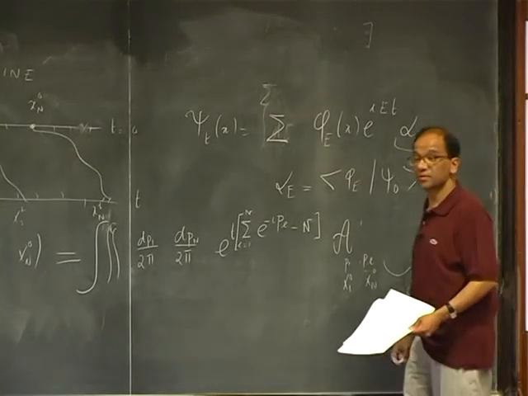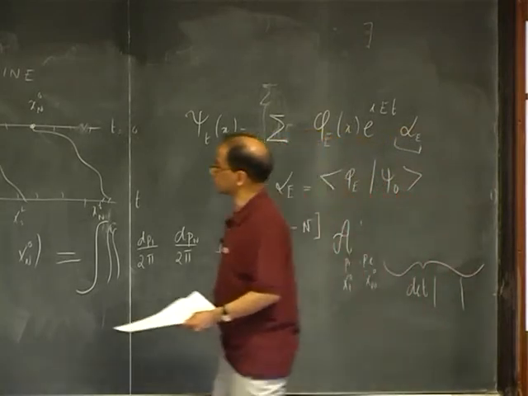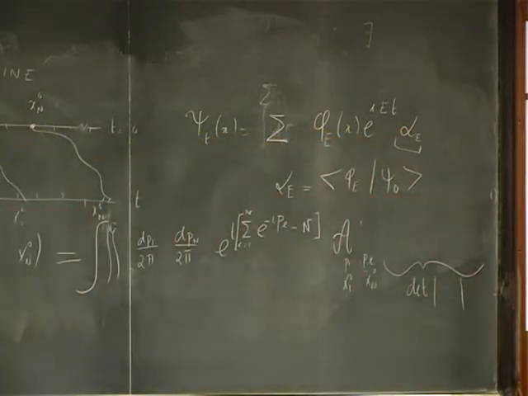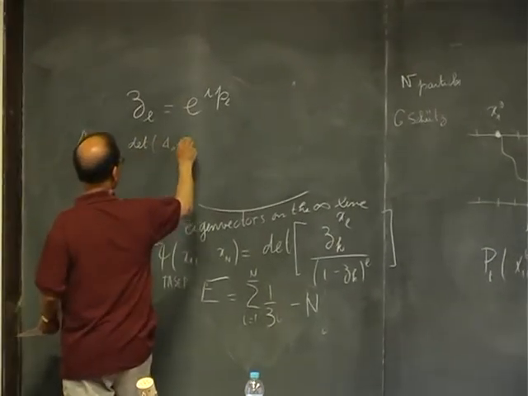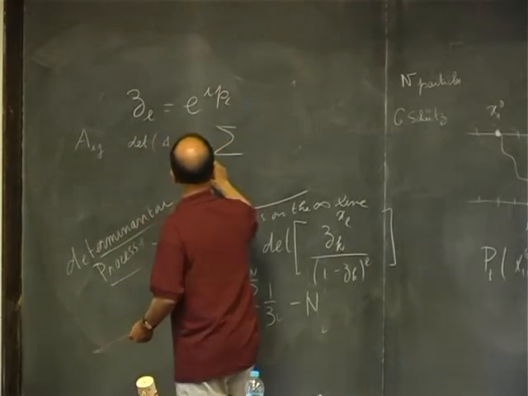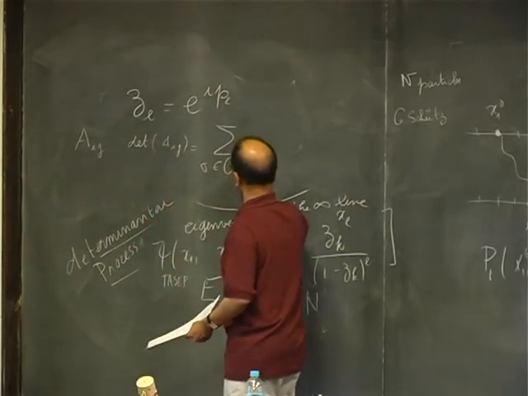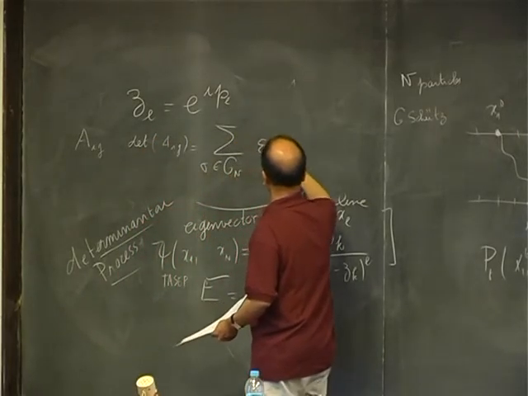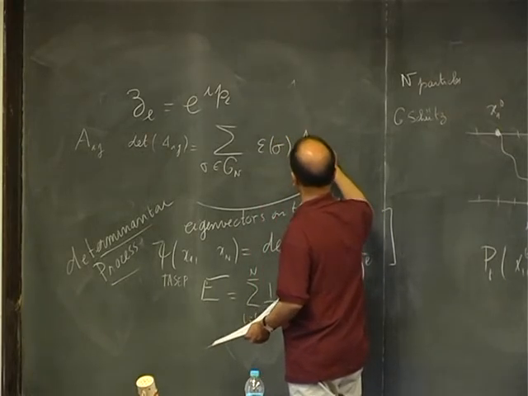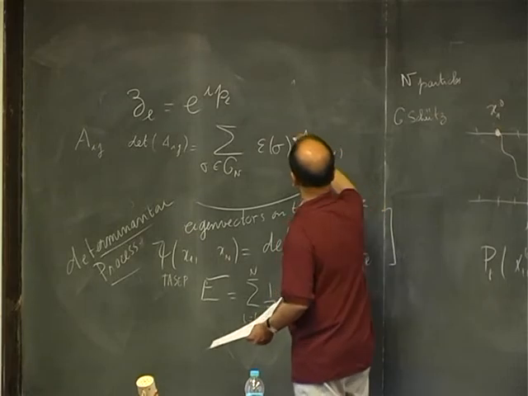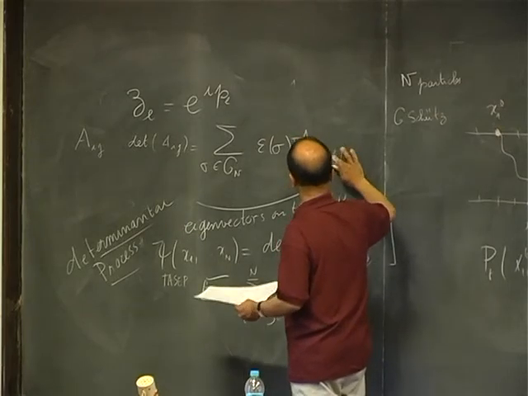Let's be very explicit. I will just write what it is. So you probably remember that if I have a matrix A_ij, the determinant of A can be written as a sum over the permutations, epsilon sigma, product of A_i sigma(i).